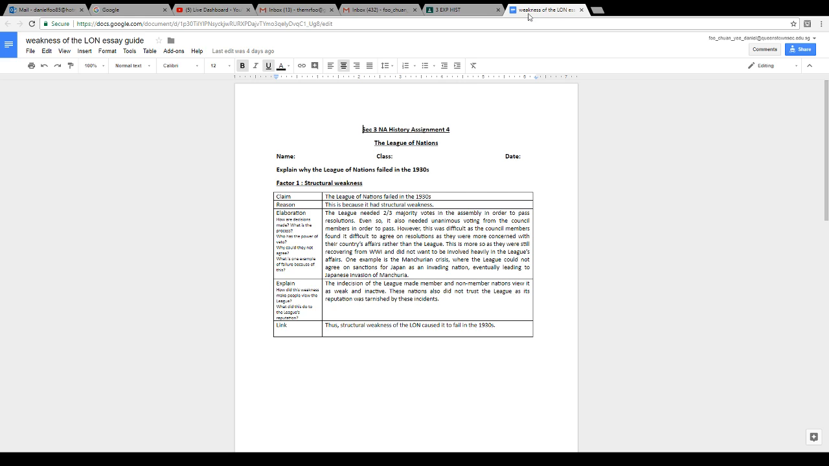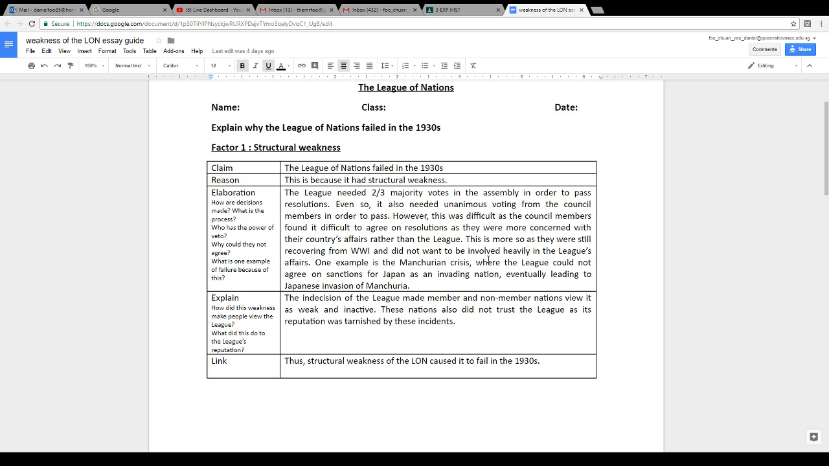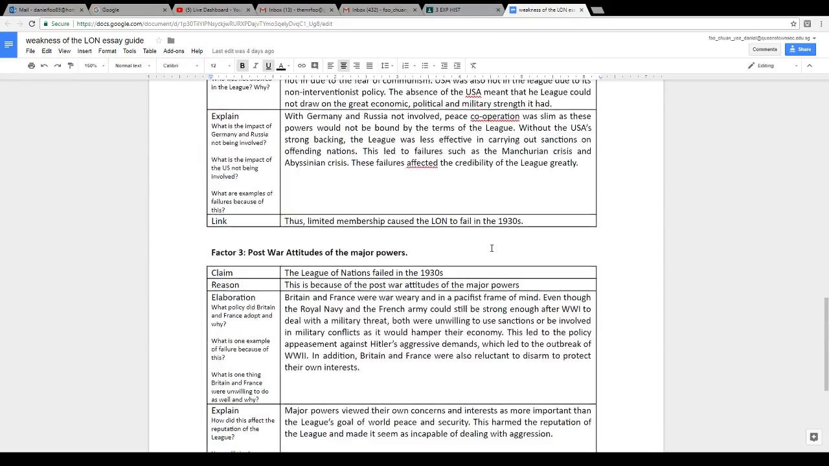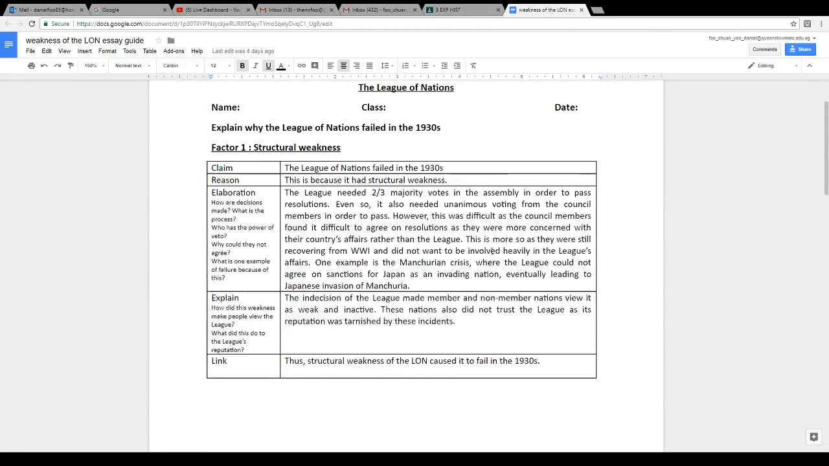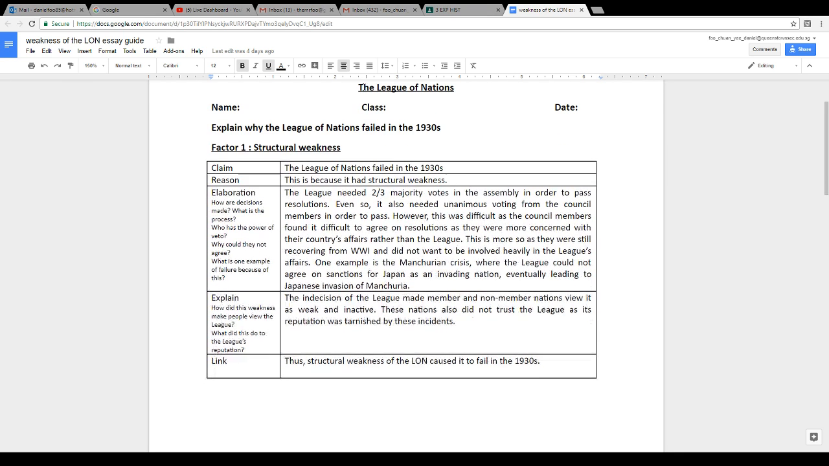Very simple. For the weakness of the League of Nations, you see the model essay here. Basically, there are only three, and you must know all three. So when you write your essay, I want to see clarity. This structure won't be given to you, but I want to see clarity. Actually, you only need to know one thing, and after that you can slowly explain based on your logic.